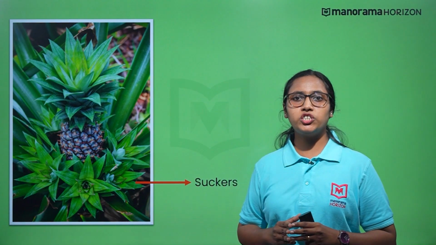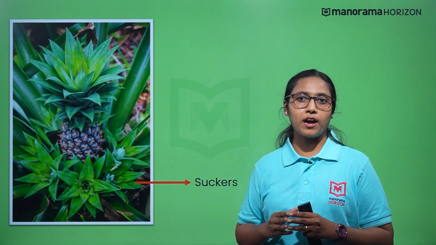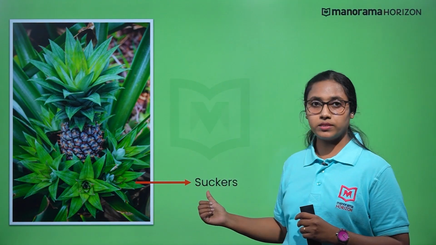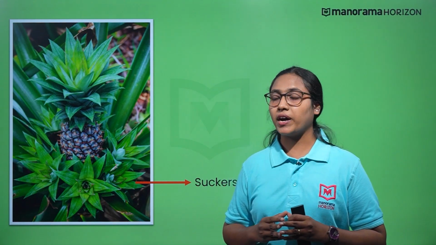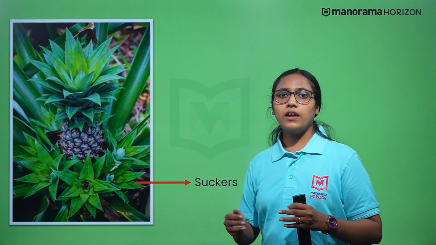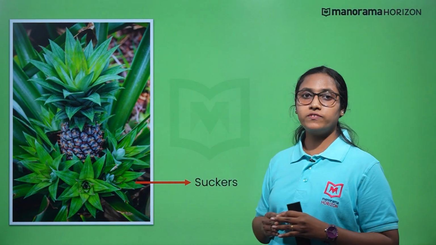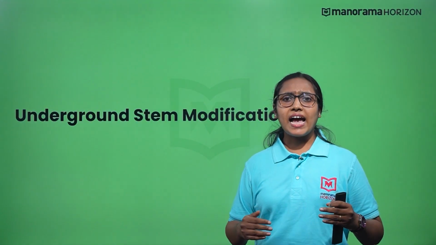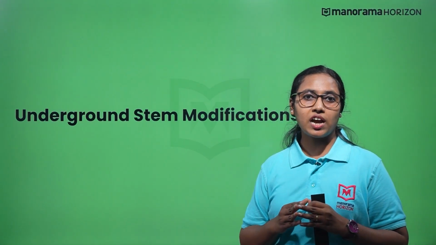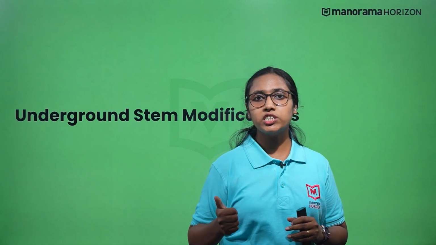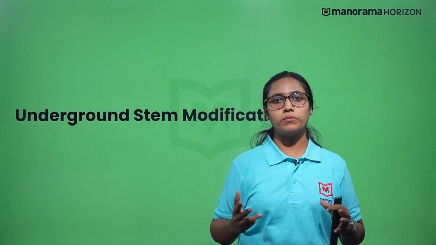As you see in the image, new lateral branches or new plants are formed from the underground portion of the main stem called suckers. Suckers are present in bananas, pineapples, chrysanthemum, etc. Now let's discuss the third type of stem modification named underground stem modification. As the name suggests, these modifications are present under the ground. So, we can say that the functions of such modification is storage, propagation, and dormancy.